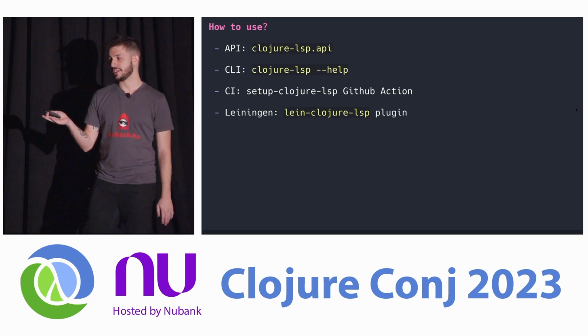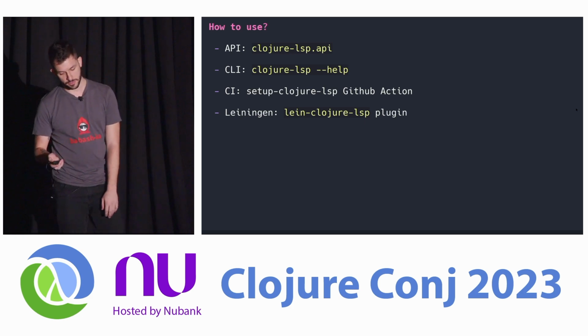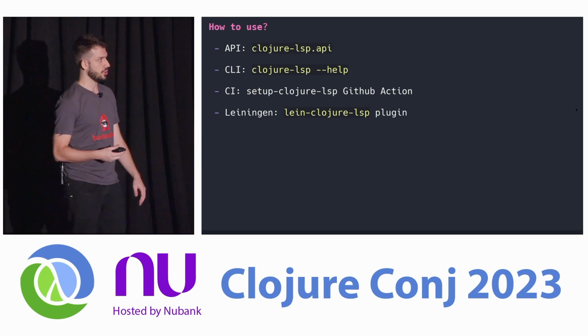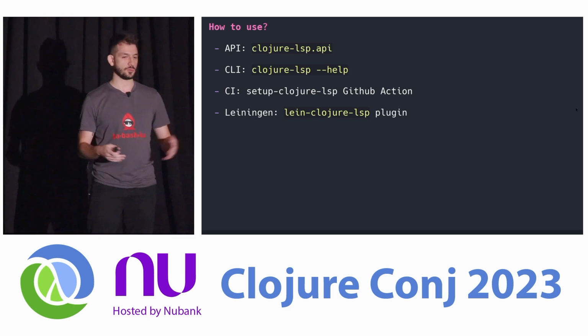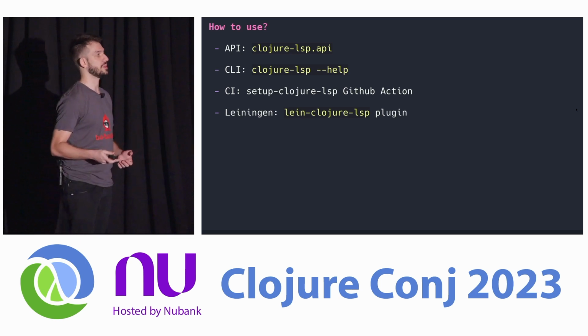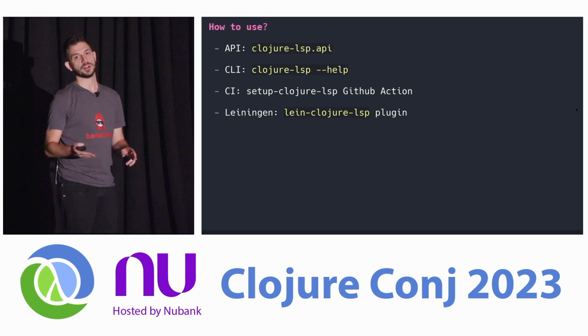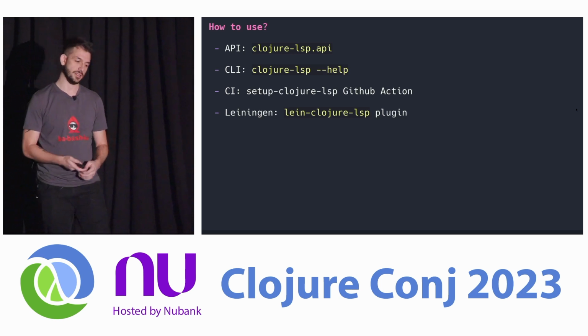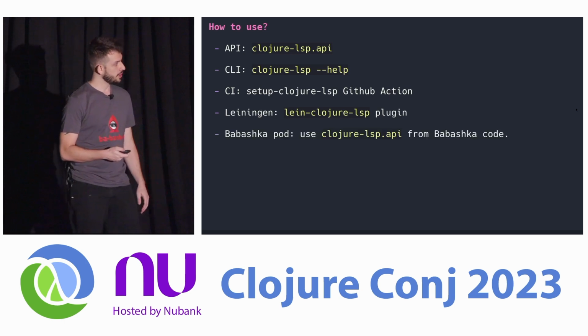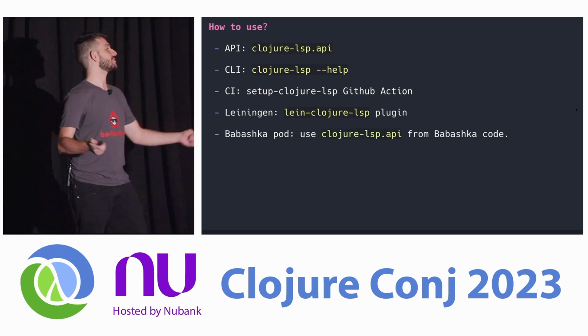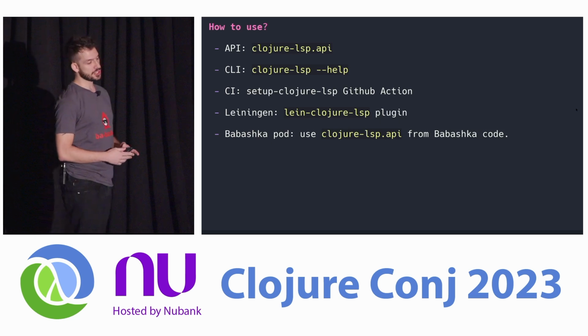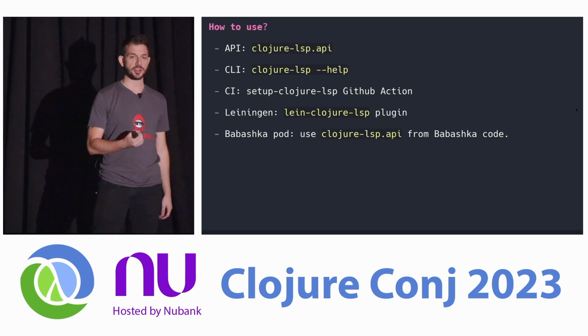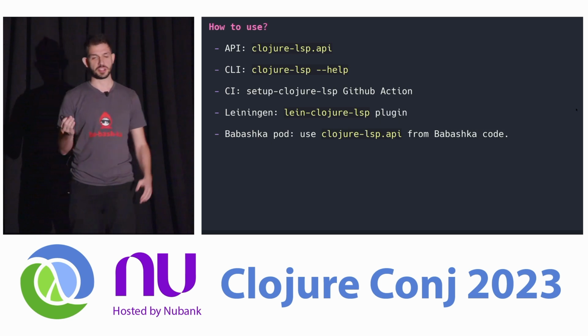We do have the linting plugin. That is what Nubank is mostly using. It's just a plugin wrapping Clojure-lsp, so you could have aliases to fix, or just lint, and things like that. And we have Babashka. Yay, Babashka. We have this Babashka pod, so you could use Clojure-lsp from Babashka code.